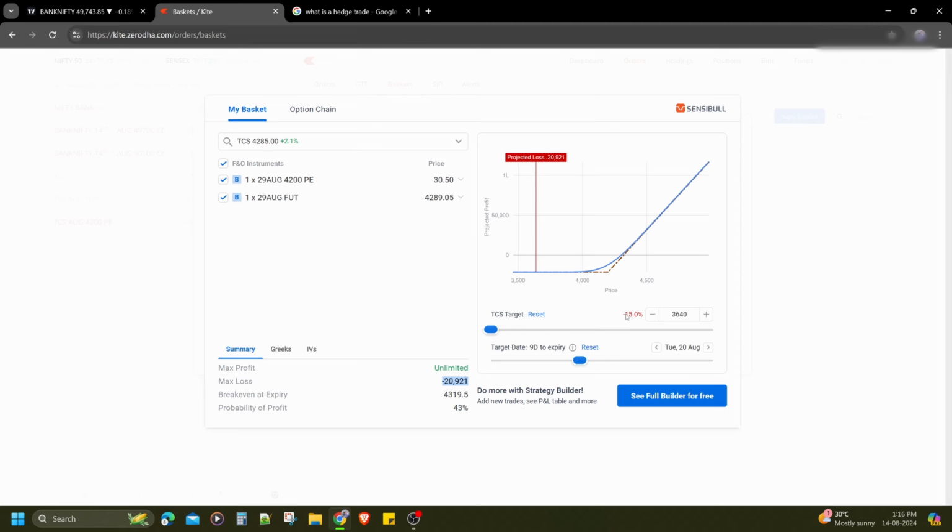If TCS falls by 15% and I don't have a hedge, now observe here, guys, what will be the loss. See, 1.13 lakh will be our loss without the hedge trade. If I select my hedge trade again, my loss is coming around 21,280 rupees. So this way the hedge trade will help us in two ways: by reducing the required capital and by minimizing our loss. This is the use of a hedge trade, guys.